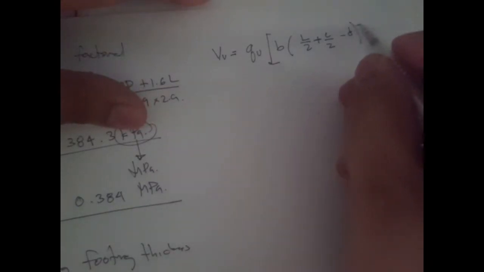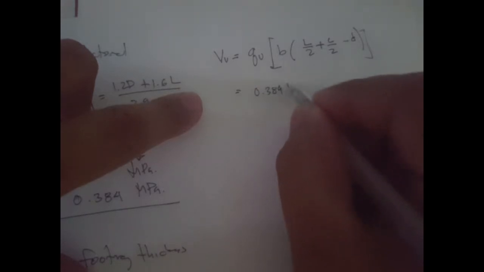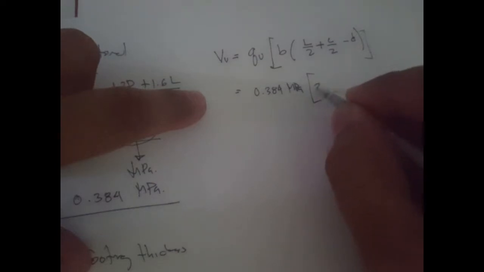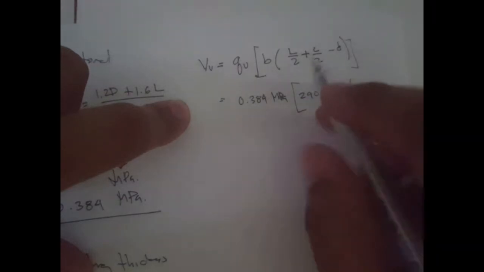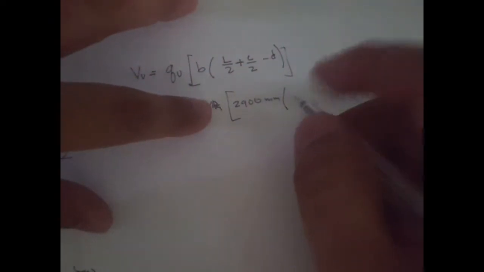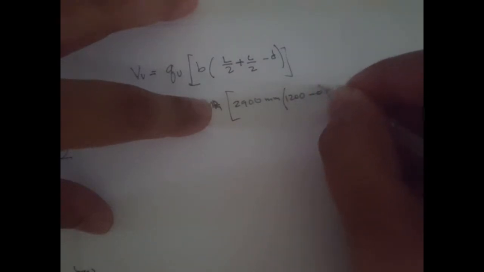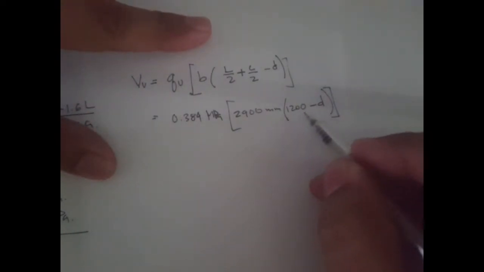So if you substitute the values, you get 0.384, that's in megapascals, times the beam width, which is 2,900 in millimeters. If you do the math and substitute the values, what you get is 1,200 minus d. So that's the equation for our load side, and this one is in mm.